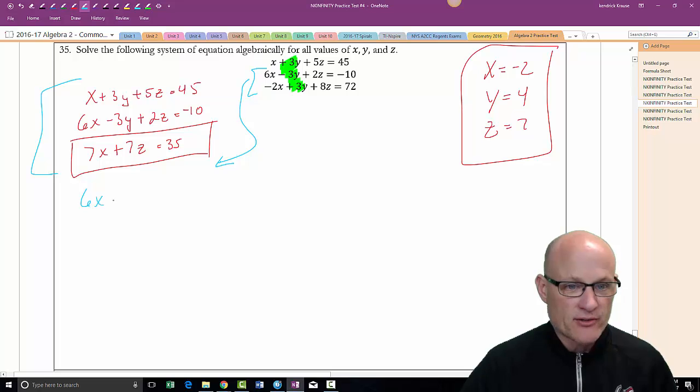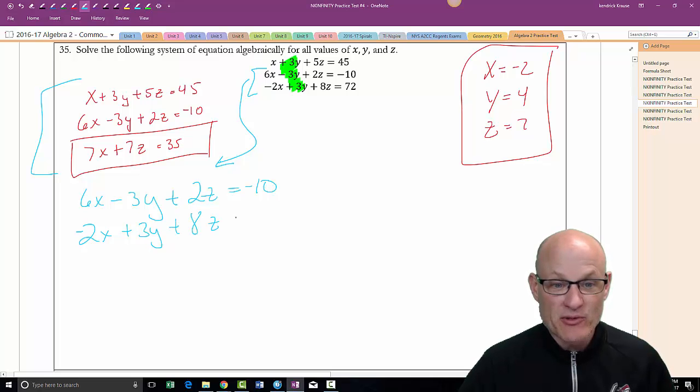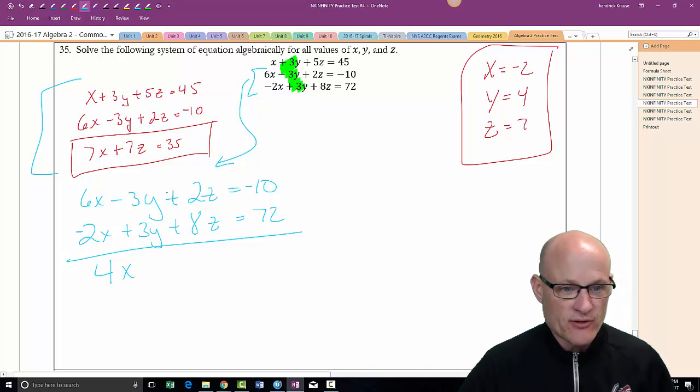All right, so now we're going to take these two and put them together. So we'll go 6x minus 3y plus 2z equals negative 10, and negative 2x plus 3y plus 8z. The only thing that was left when I did that was the 8z. Add these together, I get 4x, these go, plus 10z equals 62.